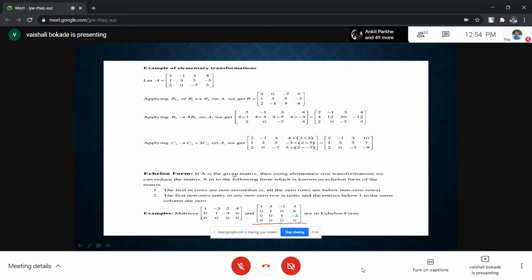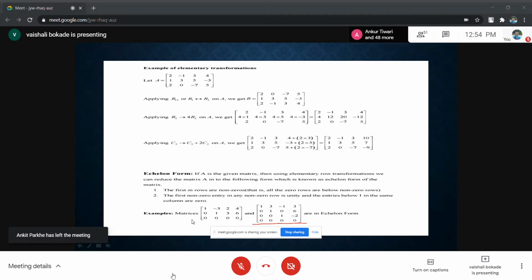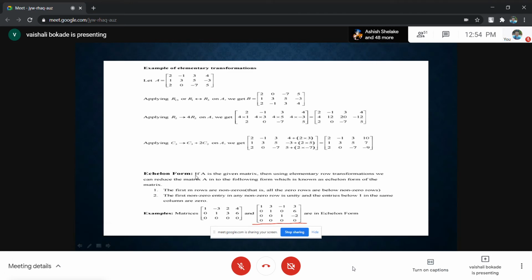If A is any given matrix, then by using elementary, oh, somebody wants to enter my class. Let me explain this slide and then I'll allow him or her in the class.